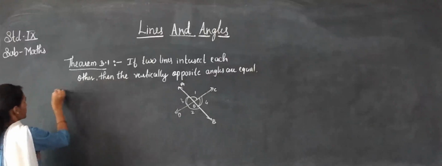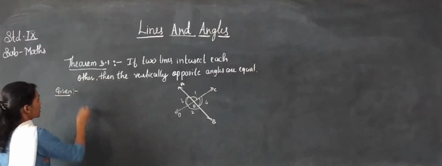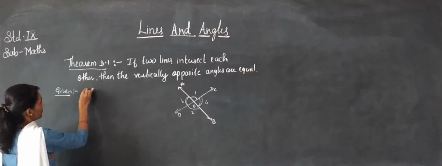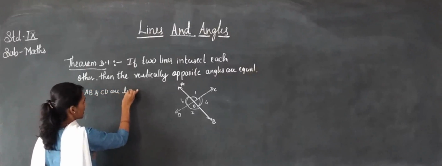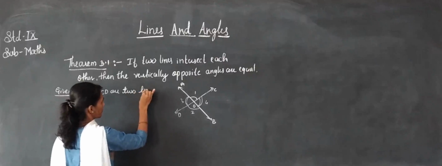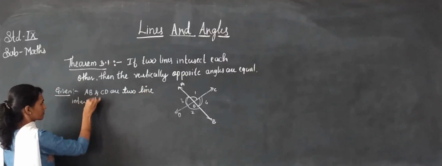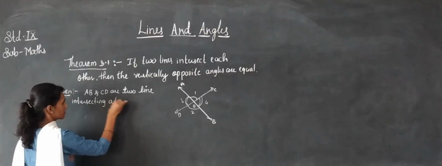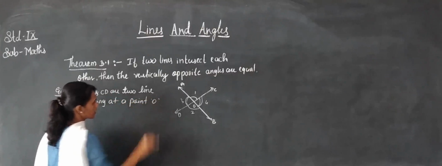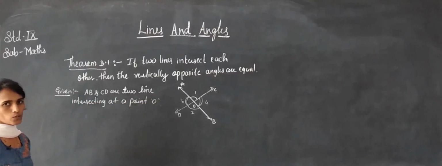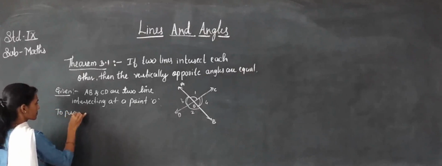So then, you have to write down the given. What is the given? AB and CD are two straight lines intersecting at a point O. AB and CD are the two lines intersecting at a point O. This is given here.